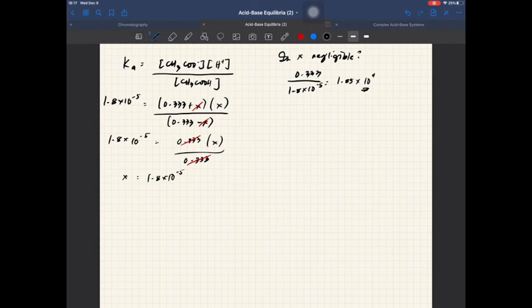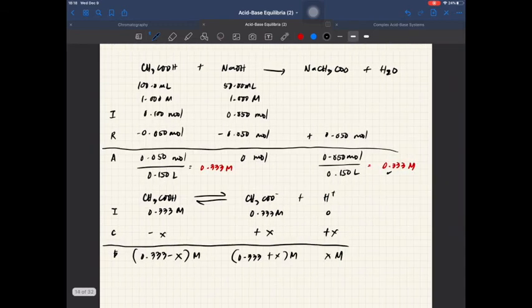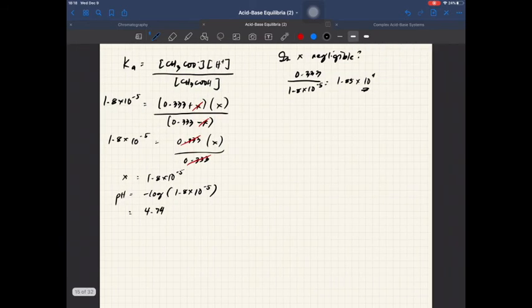Now we can calculate the pH of the solution after the reaction. So we have pH that is equal to negative log of 1.8 times 10 to the negative 5, and we get a value that is equal to 4.74. Okay, but there is an easier way to calculate the pH of a weak acid and conjugate base system. So how do we do that? We can do that using the Henderson-Hasselbalch equation.